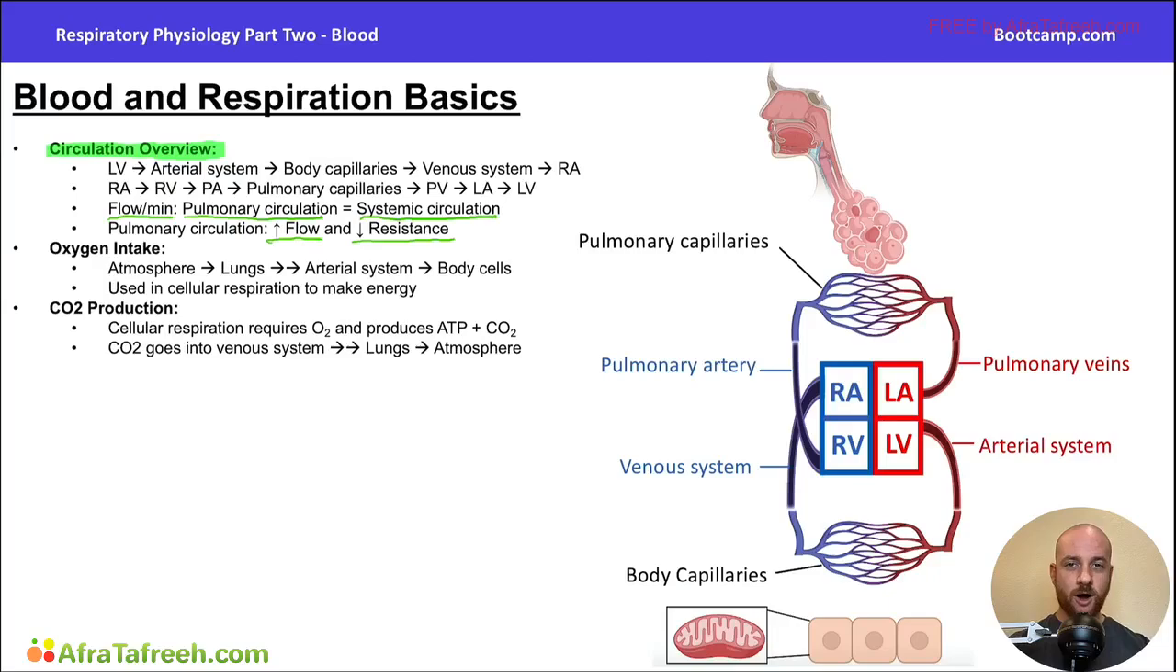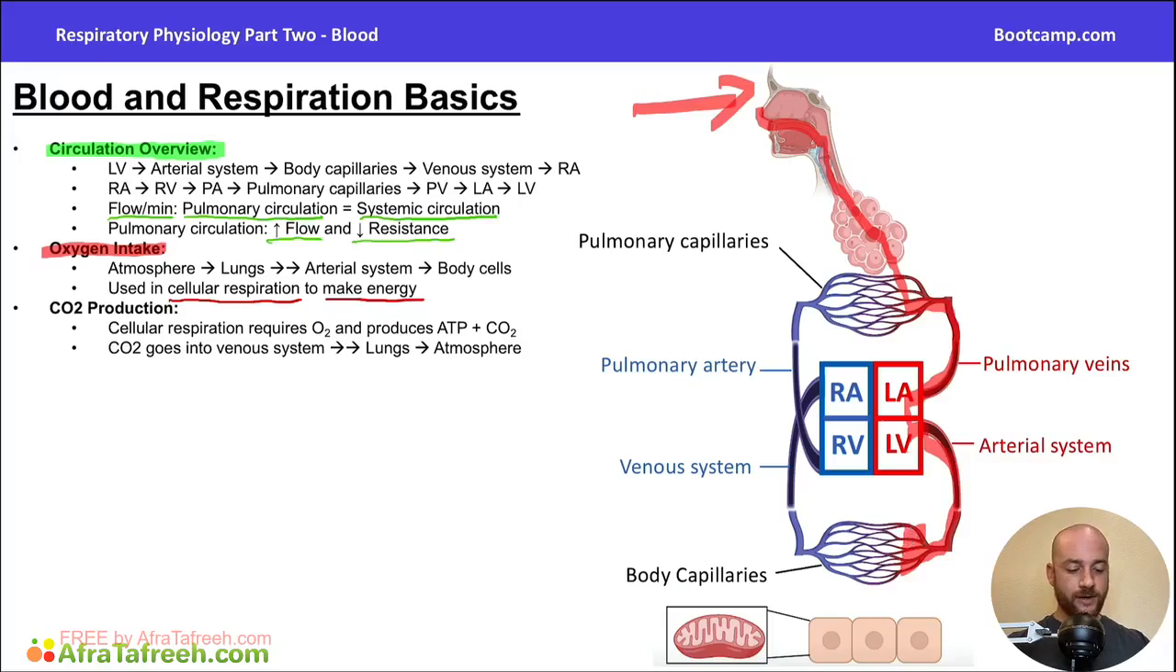Okay, so now let's get into some oxygen and CO2 basics. So first, we're going to start off with oxygen intake. So as we know, the body needs oxygen. It uses it in a process called cellular respiration in order to make energy. So for physiology, what is the main pathway of oxygen that we should think about as it travels through the circulatory system? So we are going to be inhaling oxygen from the atmosphere. It's going to travel through the upper respiratory tract, down to the lungs, into the alveoli. It's going to exchange into the pulmonary capillaries, and it's going to travel from the pulmonary veins to the heart, and then from the heart to the arterial system, and then it's going to reach the body capillaries.